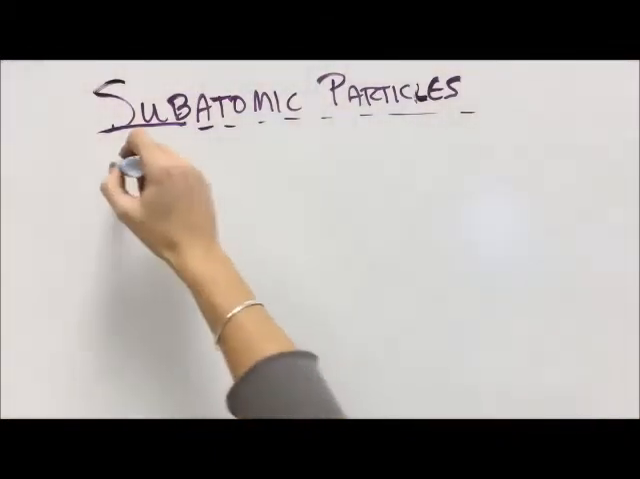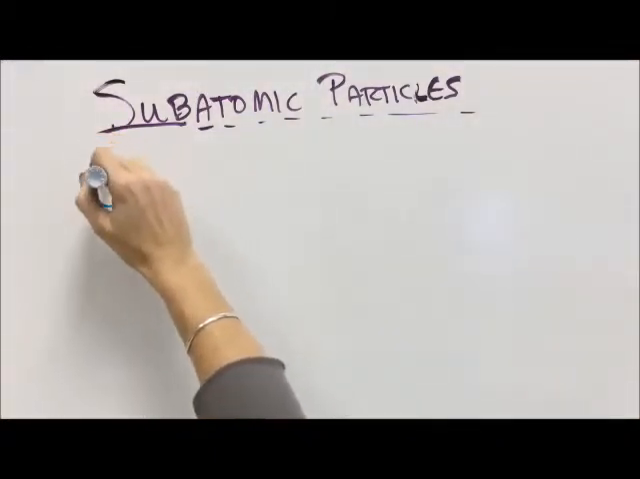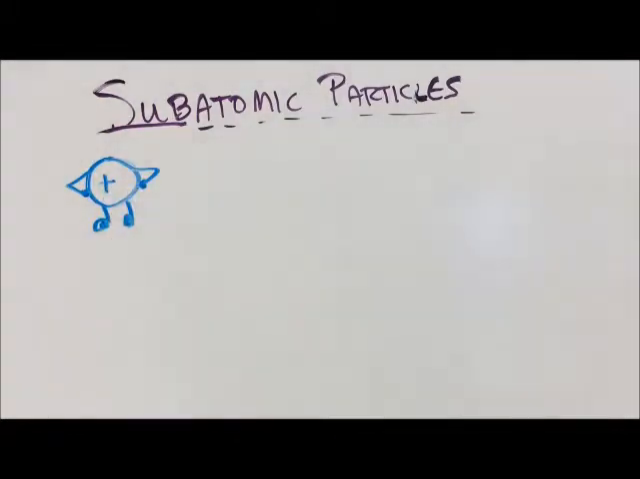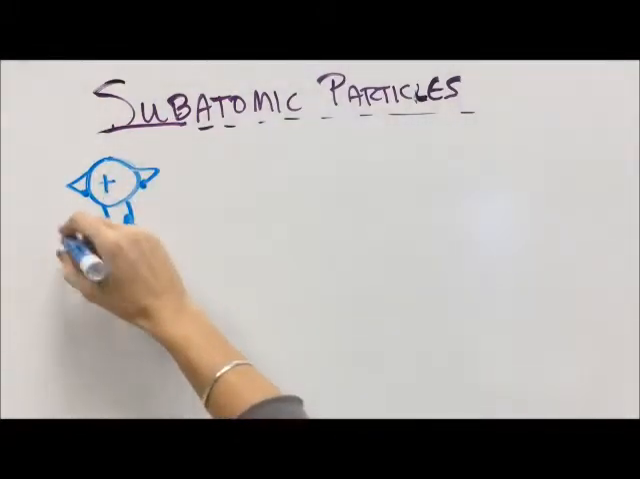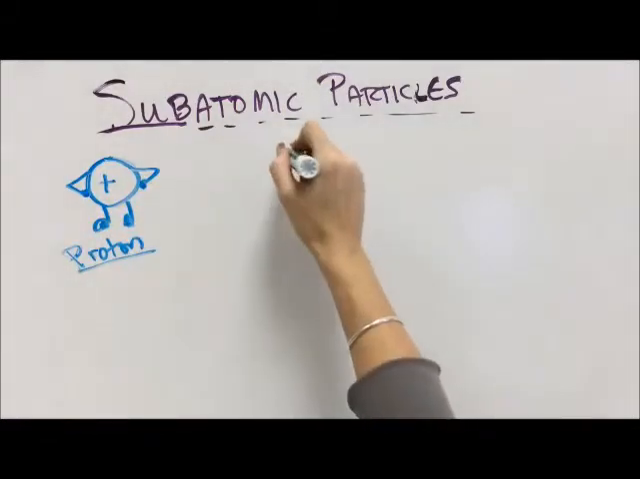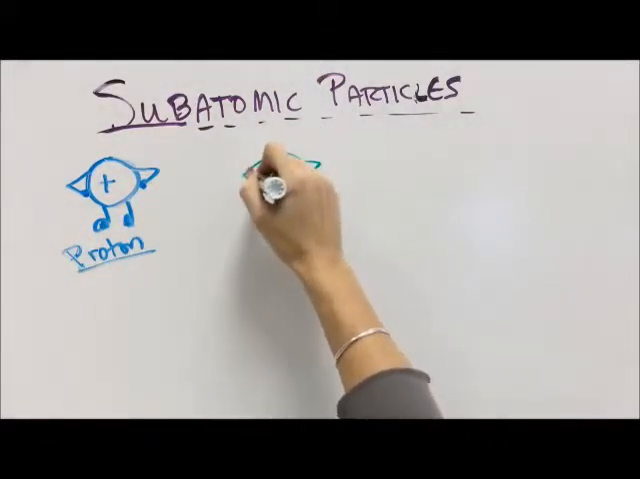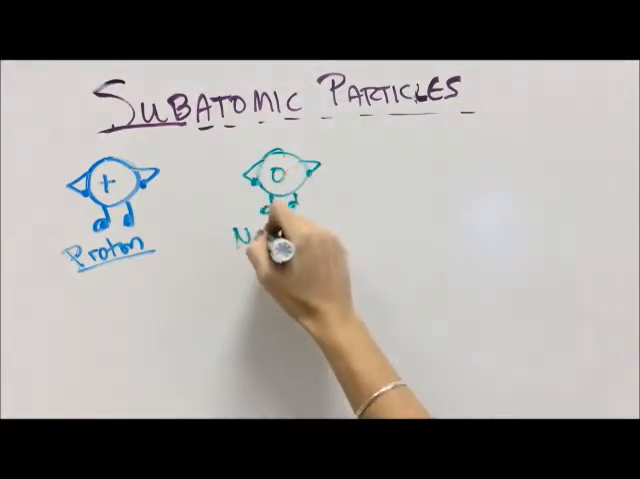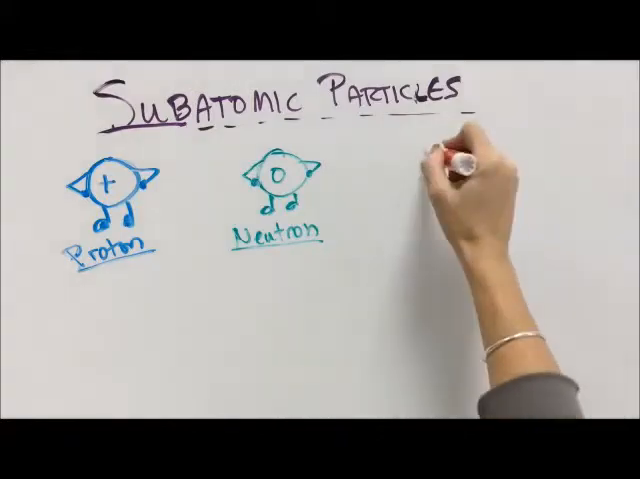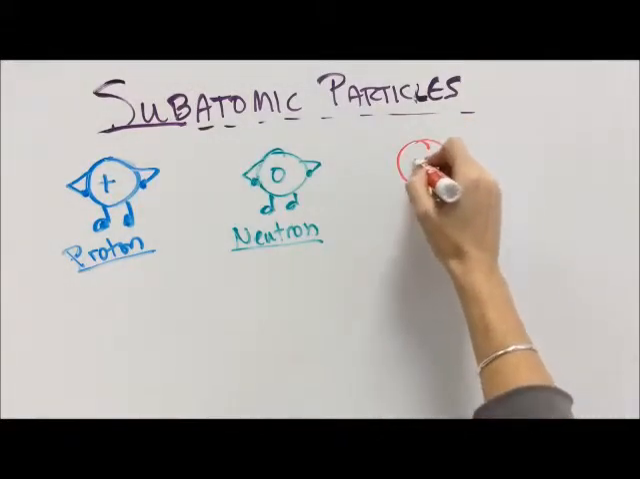Sub means below, so we're talking about the 3 things that are below the level of the atom that make the atom up. The first thing that we have here is our little positive friend, the proton, P, positive proton. The next thing that we have is our neutral neutron, and you'll see that he has a 0 in the middle because he is neutral. He doesn't have a charge.